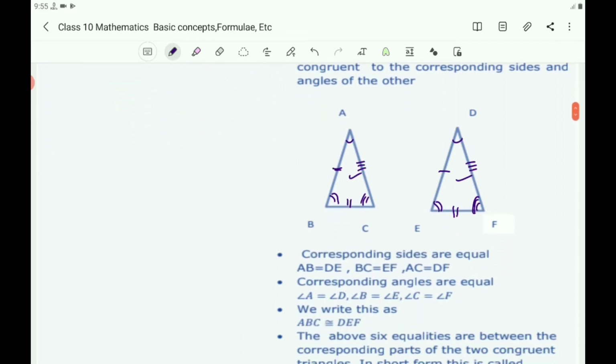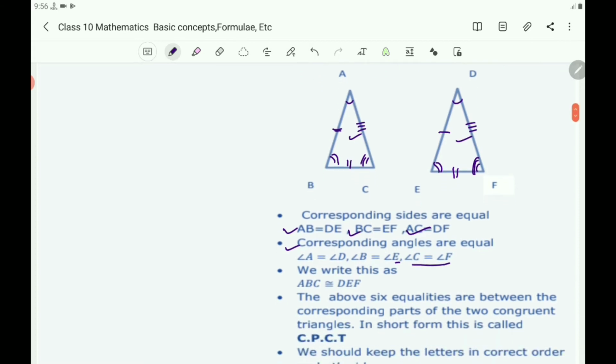Here corresponding sides are equal. AB equals DE, BC equals EF, and AC equals DF. Corresponding angles are equal: angle A equals D, B equals E, and C equals F. So you know the symbol of congruence. What is the symbol of congruence? The symbol of congruence is these three lines or this one.